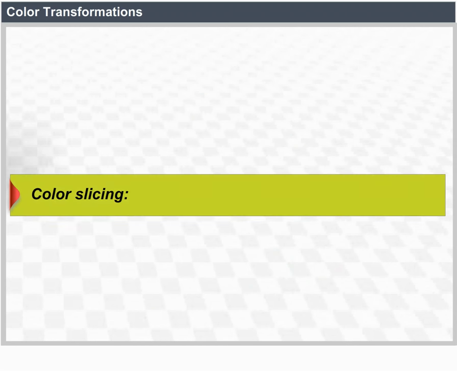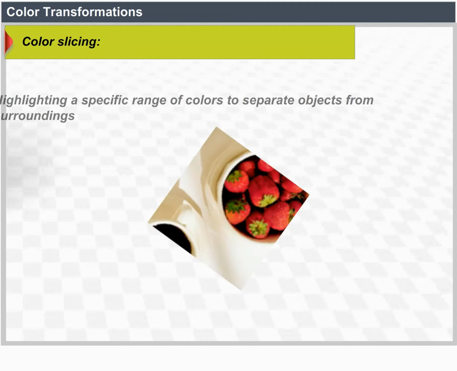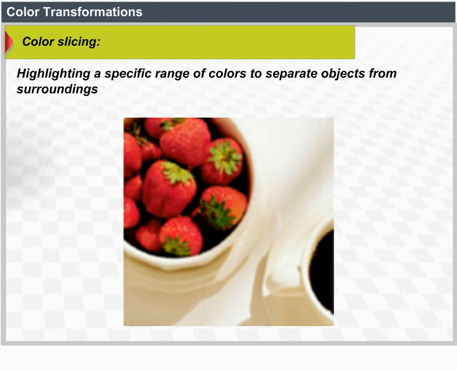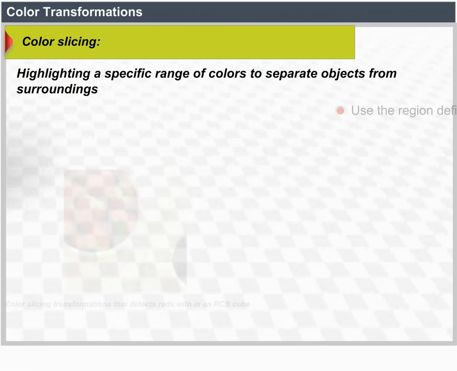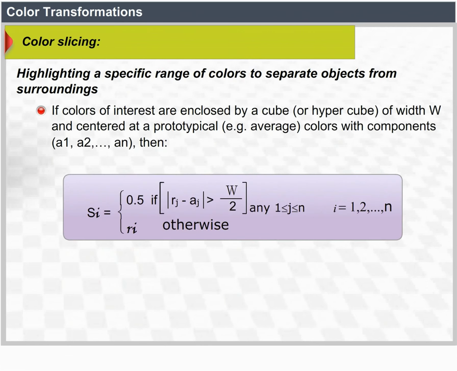Color slicing. Highlighting a specific range of colors to separate objects from surroundings. Display the color of interest, or use the region defined by colors as a mask. If colors of interest are enclosed by a cube or hypercube of width W, centered at a prototypical average color with components a1, a2 to an, then the equation will be as shown on the screen.